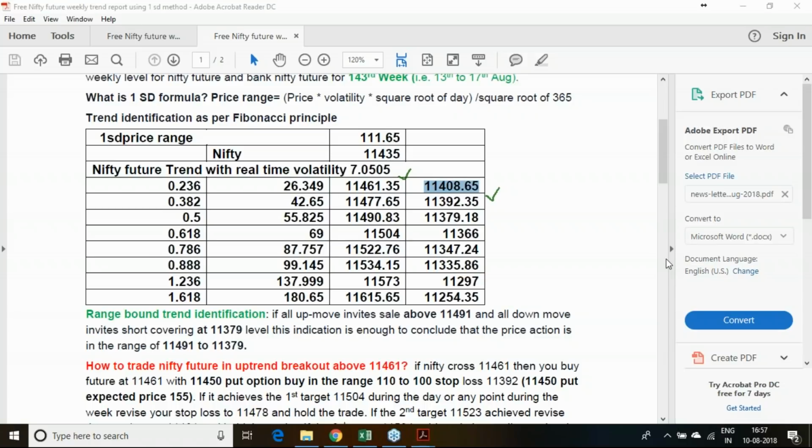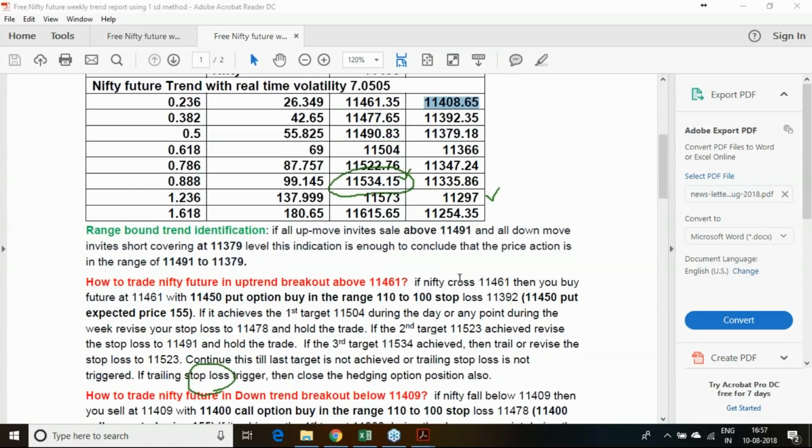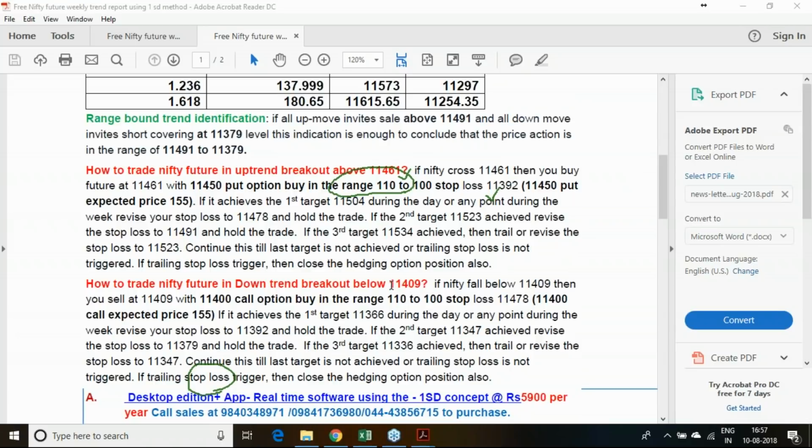How to manage that stop loss? For that I am telling you to hedge it with one put option. So if you are buying at 11,461, go with a 11,450 put option, and if you are selling at 11,409, then you can go with a 11,400 call option. So this is how you can hedge your trade.